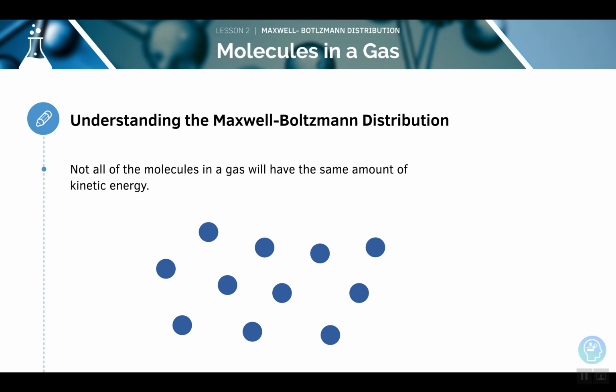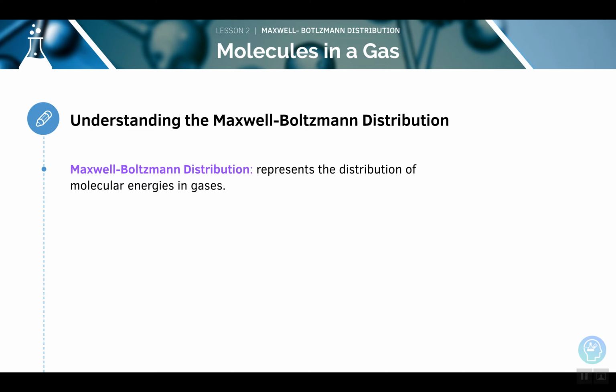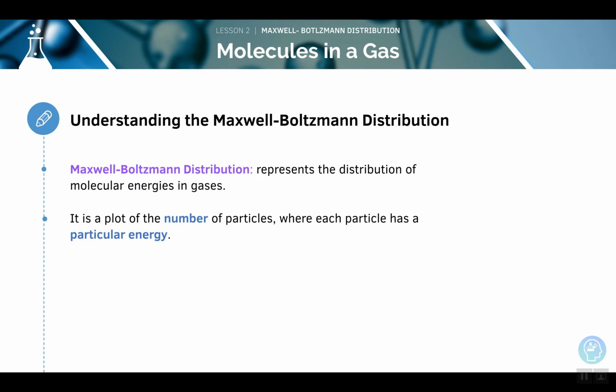If you consider all the molecules in a gas, not all of the particles will have the same amount of kinetic energy. Some will have lots of kinetic energy, whilst others will have less. We can therefore plot a Maxwell-Boltzmann distribution graph to show the distribution of energies between different molecules. It plots the number of particles where each of the particles has got a particular energy.